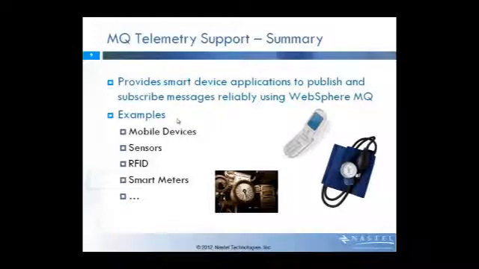So just to summarize that, what is the purpose? Well, it allows smart devices and applications to publish and subscribe to messages using MQ as an underlying transport. Thus, you get the reliable messaging that MQ provides. And as I said, that could be mobile devices. It could be sensors. It could be RFID tags, smart meters, rocket ships, and so on. So that's the first feature, the MQ telemetry support bundled into MQ 7.1.